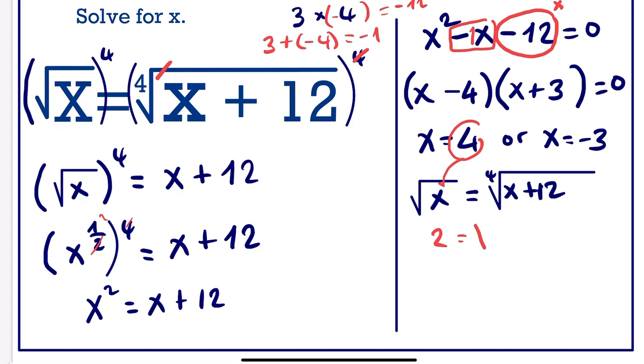So when x is 4, we are going to have the fourth root of 16. Now the fourth root of 16 is 2, because 16 is the same as 2 times 2 times 2 times 2. So the fourth root of 16 is 2. So we are going to have 2 equal to 2. So that's the only answer. So the answer is this one: x is equal to 4.